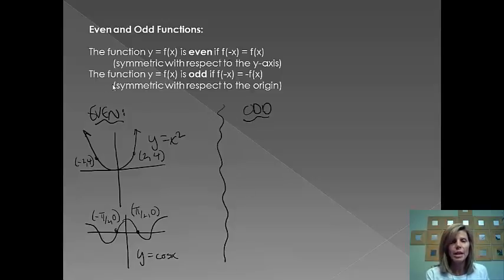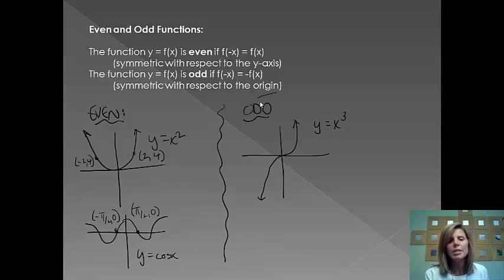Okay, and then if we look at odd functions, it says an odd function is the function y equals f of x is odd if f of negative x is equal to negative f of x. It's symmetric with respect to the origin. Let me just draw a picture and then we can look more in detail about that. So an odd function would look like this. Okay, and this is the graph of y equals x cubed. Notice it is an odd power, and that will be an odd function if that does happen.